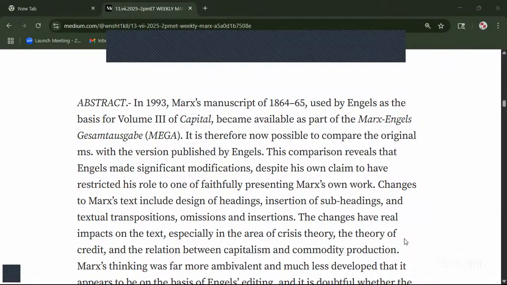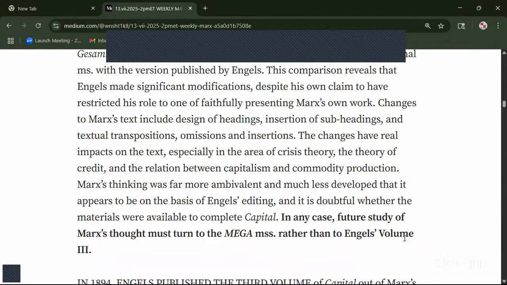Marx's thinking was far more ambivalent and much less developed than it appears to be on the basis of Engels' editing, and it is doubtful whether the materials were available to complete Capital. In any case, future study of Marx's thought must turn to the MEGA manuscripts rather than to Engels' Volume 3.